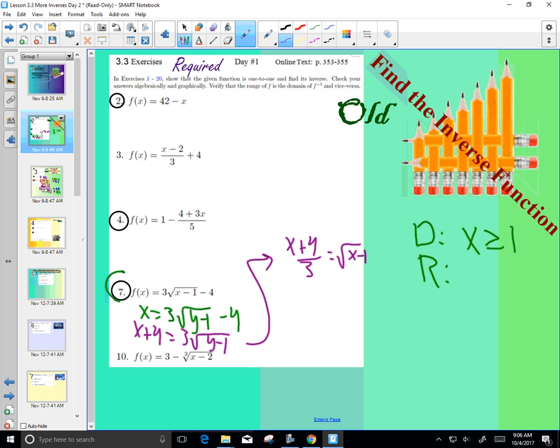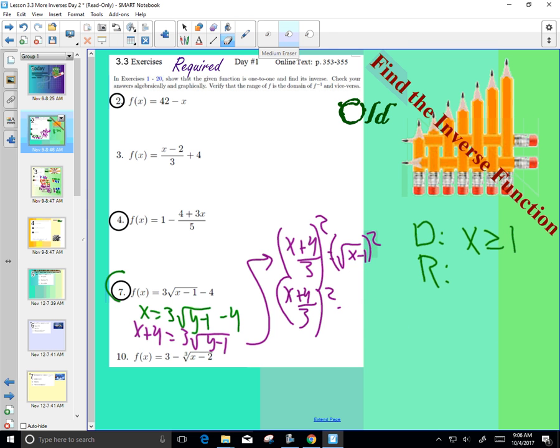Now I have 2 more things I have to do. What should I do to both sides? Square it. Good. And so you get (x plus 4 over 3) quantity squared equals x minus 1. So the only thing I need to do is to add 1 to both sides. And I'll have, this should be a y, my y.